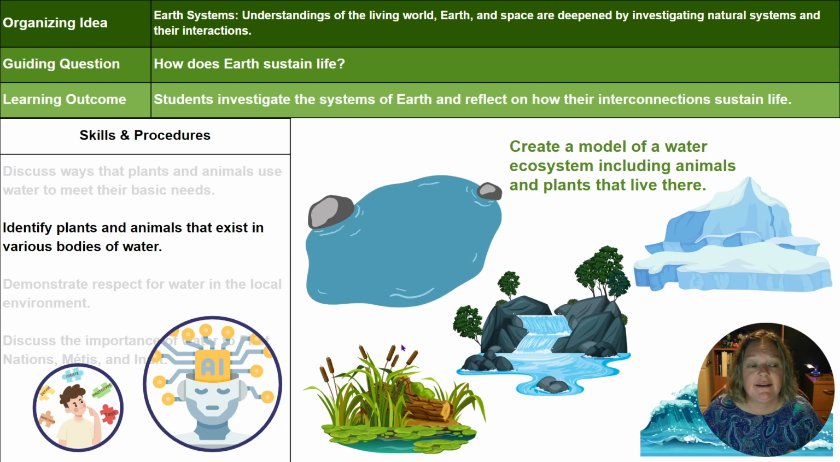Asking students to identify something is bringing us into computational thinking for sure. So identifying, grouping, classifying, sorting. We're going to be looking at specific attributes of something, breaking it down into its parts. So here students are being asked to identify plants and animals that exist in various bodies of water.